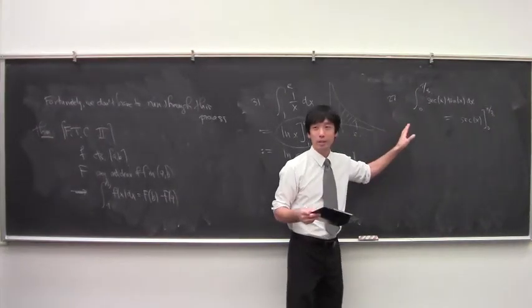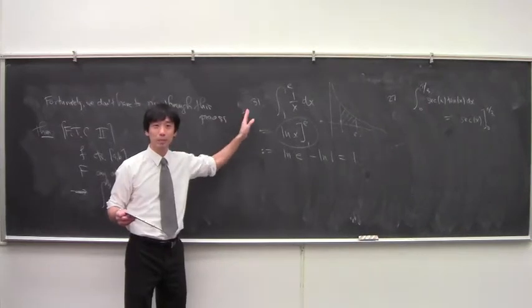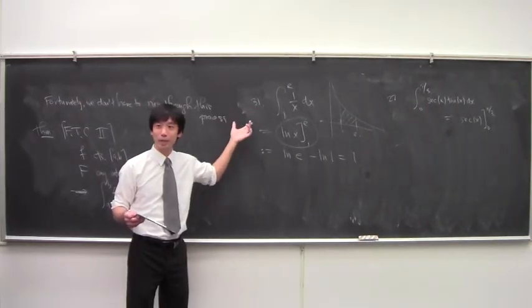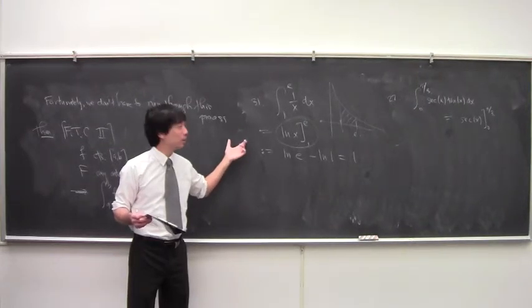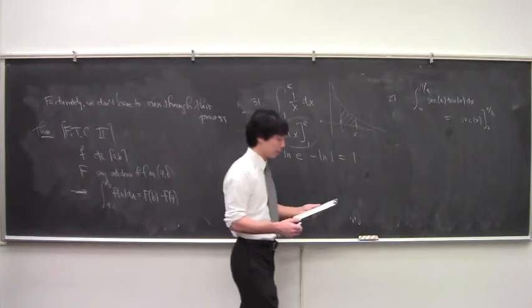So the point is that integration becomes easy. You don't have to take Riemann sums and then the limits of Riemann sums. All you need to do is find an antiderivative and then take the difference of the inputs.